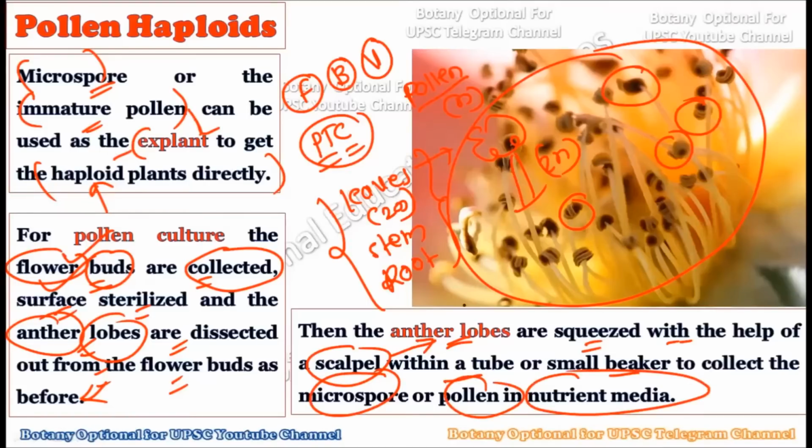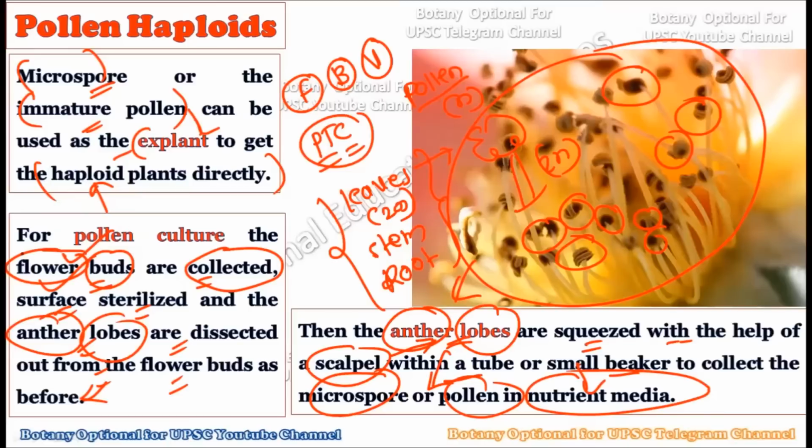So basically, through these anther lobes, we should collect the immature pollen grains which are present inside the anther lobe. And how do we do it? We just squeeze it with the help of the scalpel, and you should collect all these pollen grains or the microspores in the beaker which is containing the nutrient media. And remember, the nutrient media should also be a sterilized one, okay?